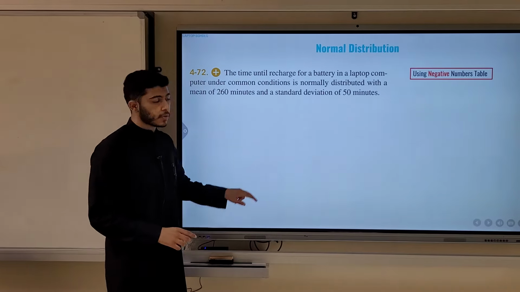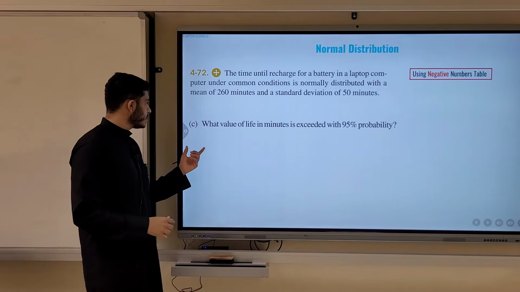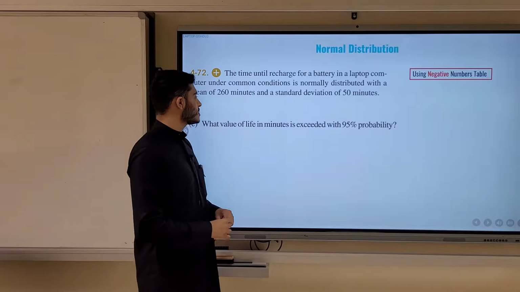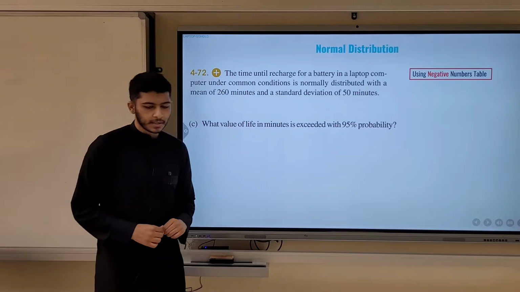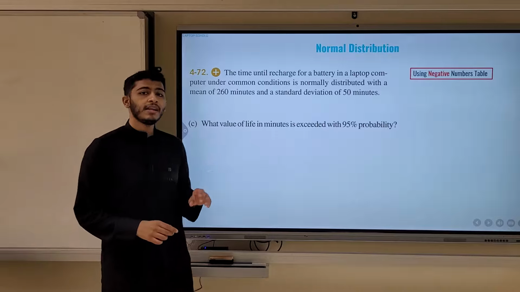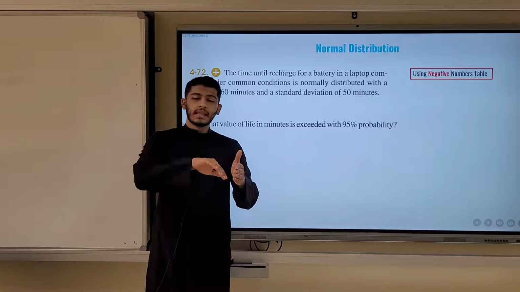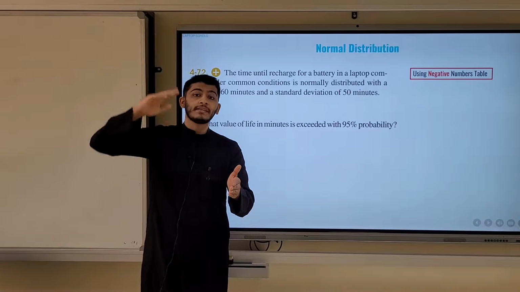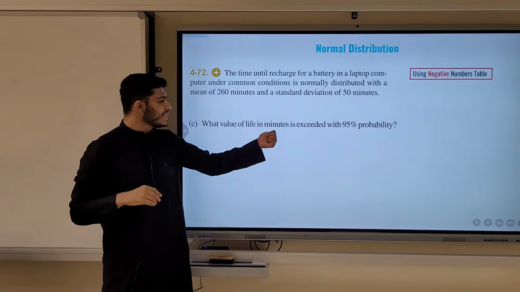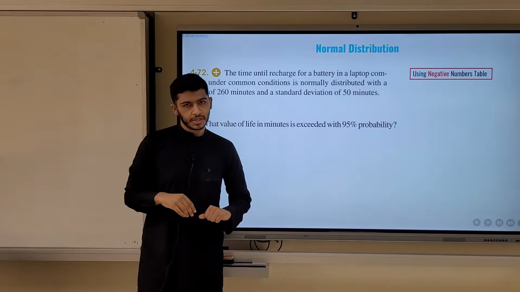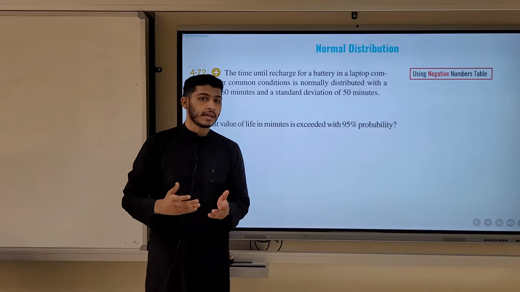Now with the last part of the question, what value of life in minutes is exceeded with 95% probability? So what they're asking for is the value of x such that it has 95% of the data above it. See, it is exceeded with 95% probability. 95% of the data is above it.